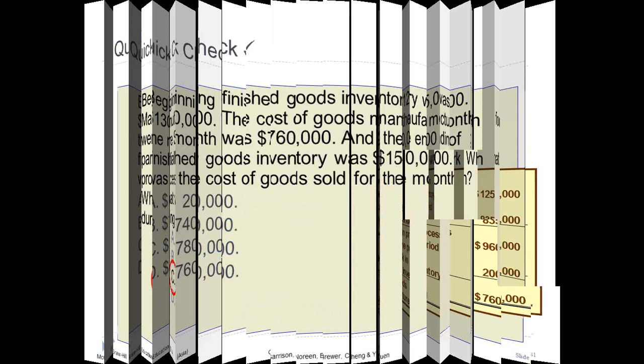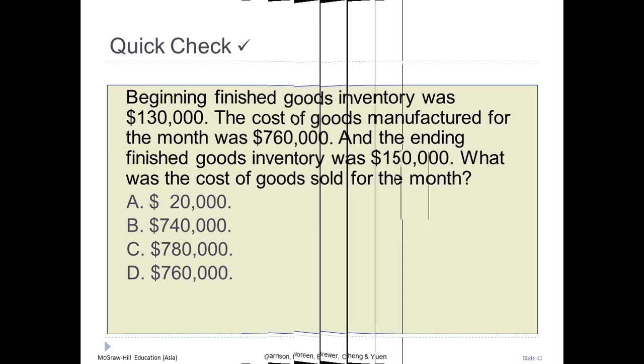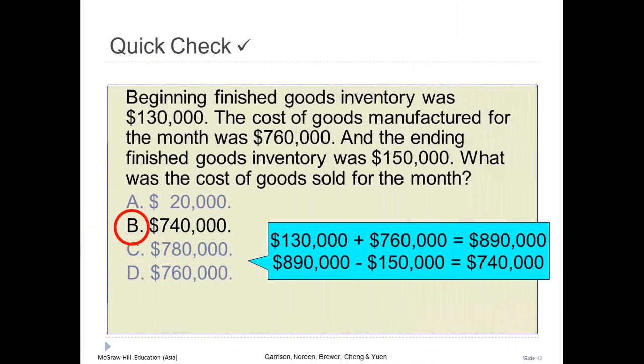Beginning finished goods inventory was $130,000. The cost of goods manufactured for the month was $760,000, and the ending finished goods inventory was $150,000. What was the cost of goods sold for the month? $740,000.